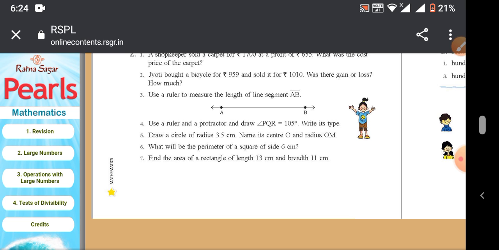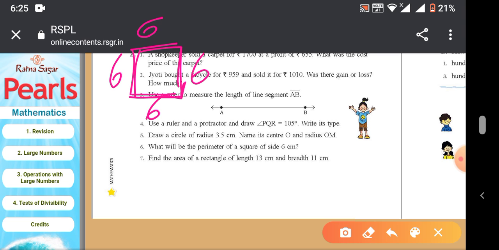Okay, perimeter of a square. So you know that this shape is called a square. Square has four sides, and in this square, all sides are equal. So side of square measures 6 centimeters. Okay, one side value 6 centimeters anta kottidare, andre square alli ella sides same irutte. Okay, equal agirutte. So all sides measure 6.